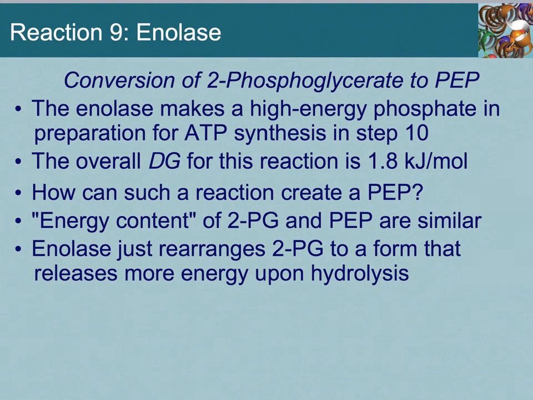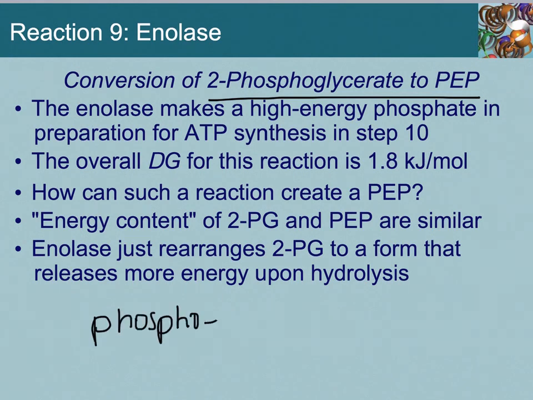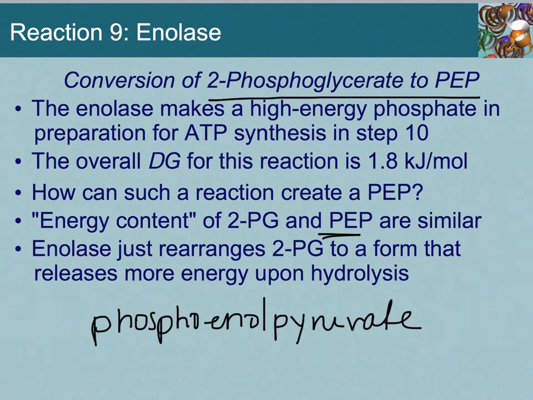Alright, and the next reaction, reaction 9, is going to be catalyzed by an enolase. We're going to take this 2-phosphoglycerate and make phosphoenol pyruvate. The reason why we're going to make PEP is because it has a higher phosphoryl group transfer potential, and this is going to prepare us for the synthesis of ATP in step 10 of glycolysis.